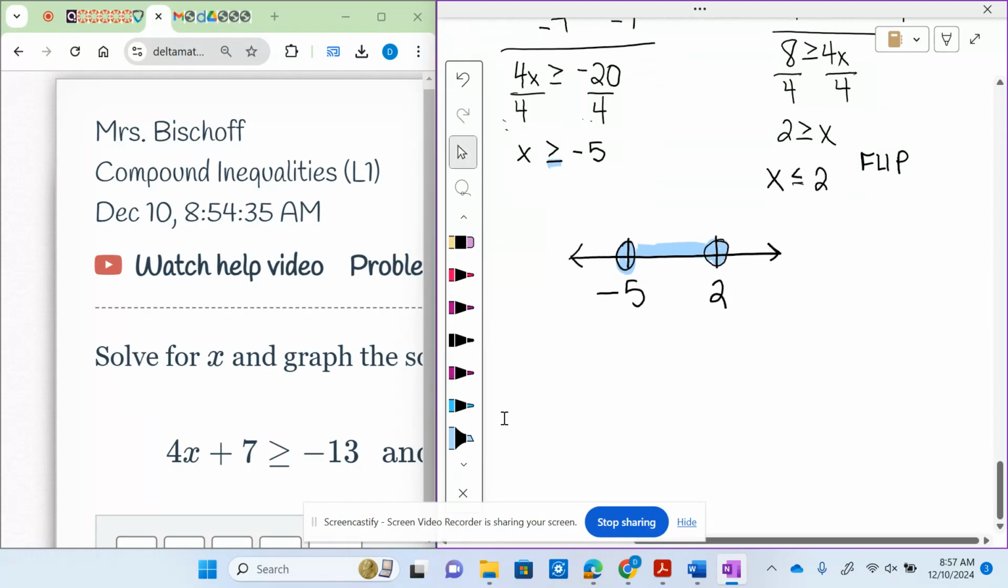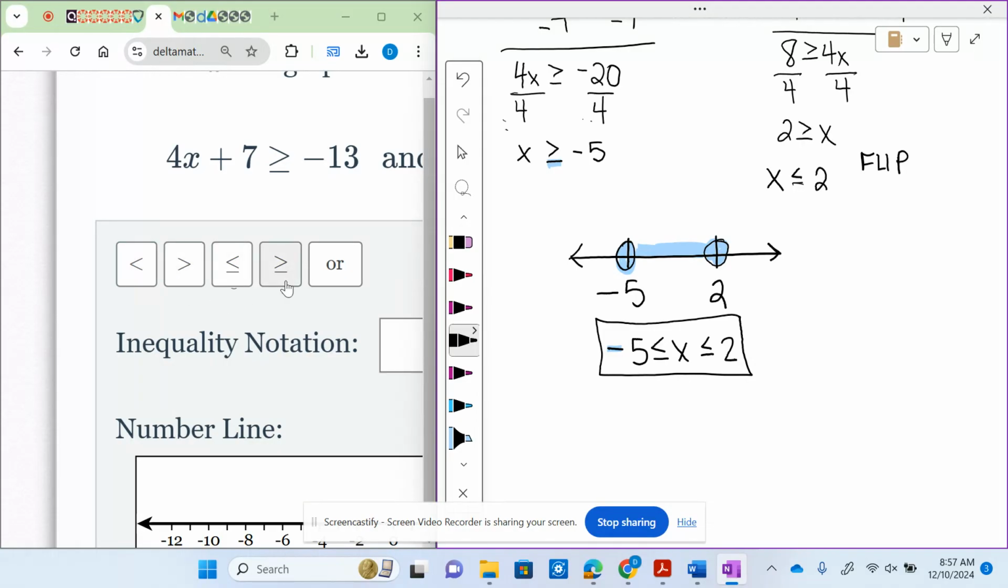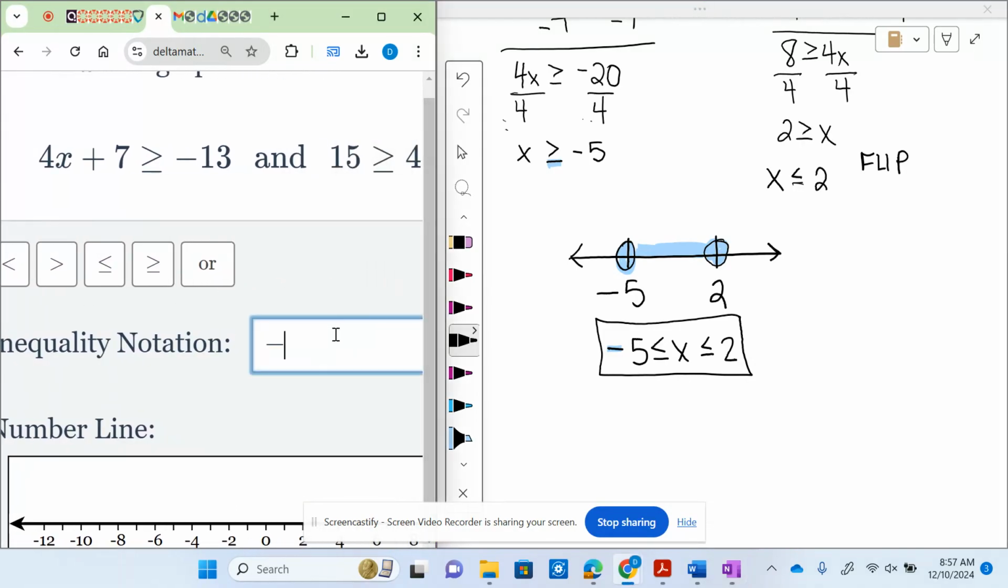Okay. So remember with an and, we can actually smush that inequality together, and that's what Desmos is expecting. So we write this as negative 5 is less than or equal to x is less than or equal to 2. That is how we put this into Delta Math. Because you don't have the word and up here, negative 5 is less than or equal to x, which is less than or equal to 2.